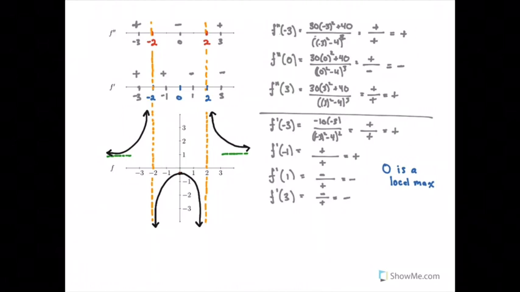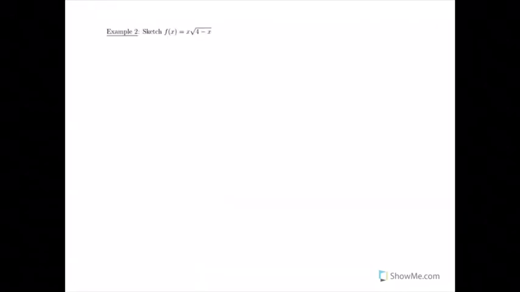Let's move on to the next example. We're going to do this 2 more times with different kinds of functions and see what changes from function to function. All right, so here we're going to look at the function x times the square root of 4 minus x.